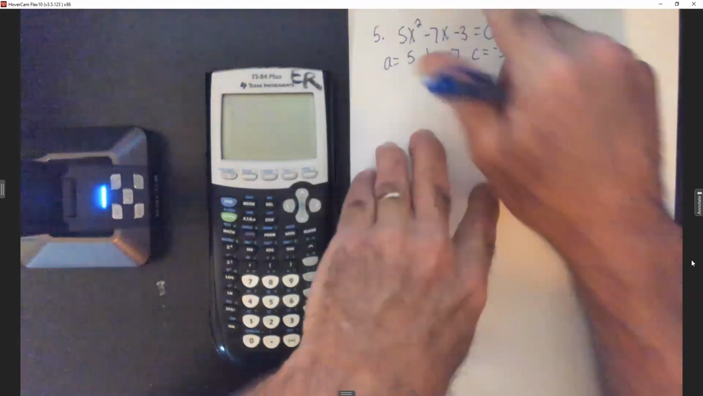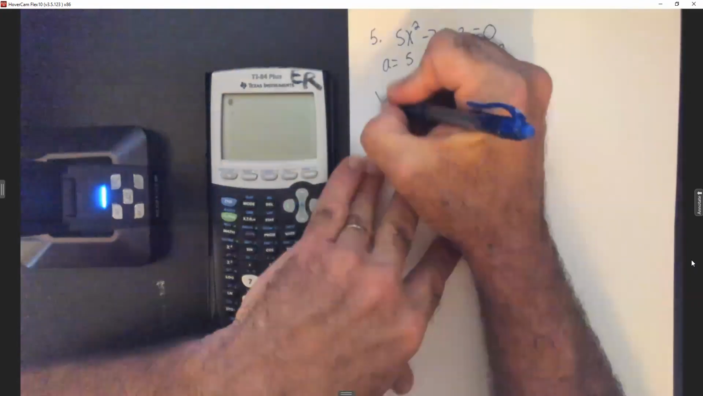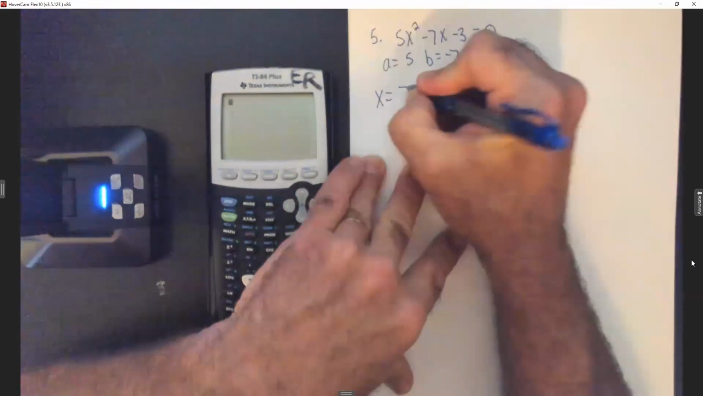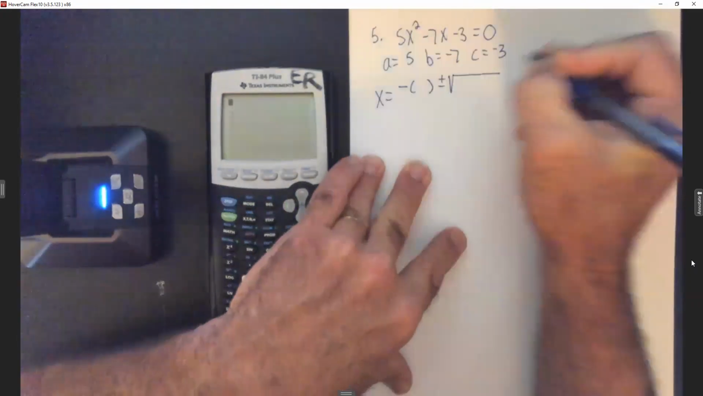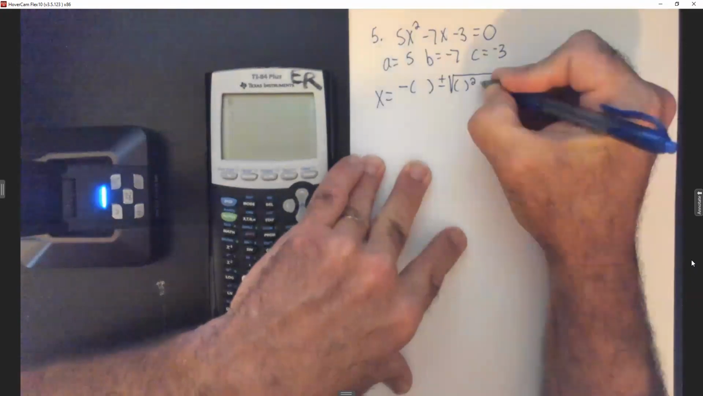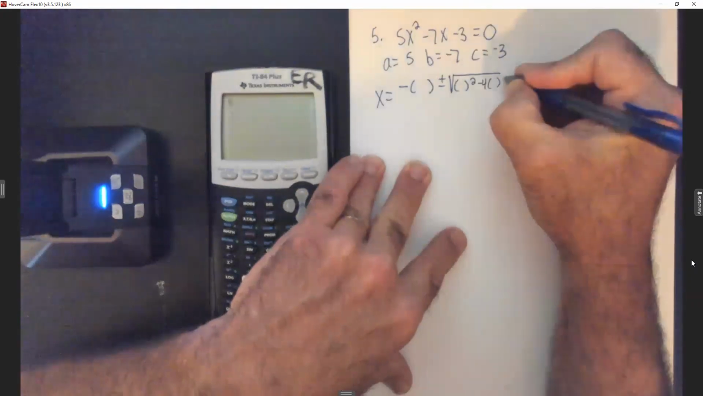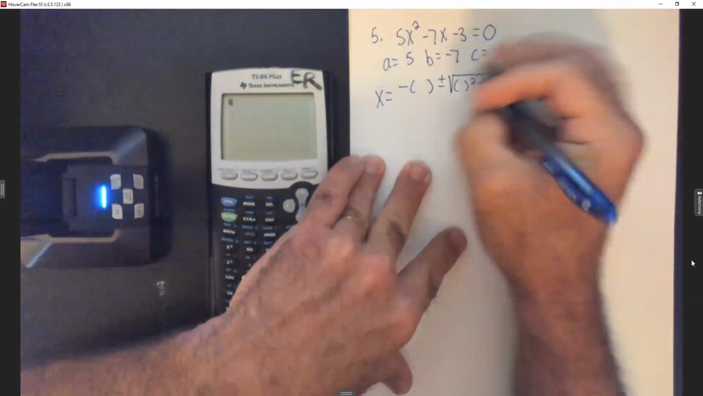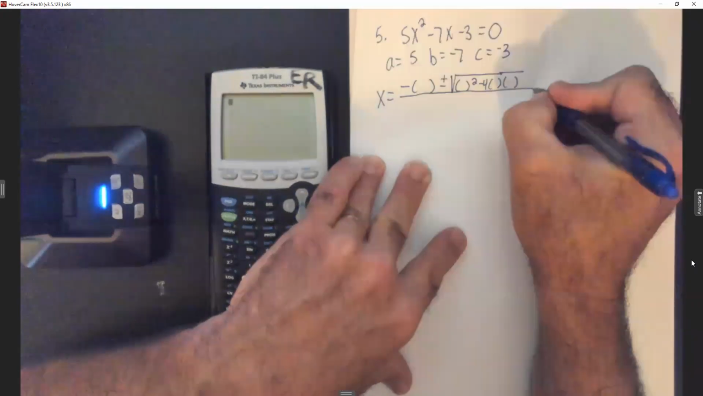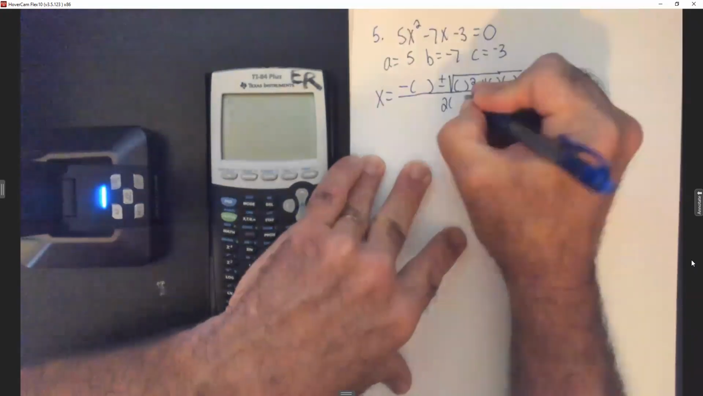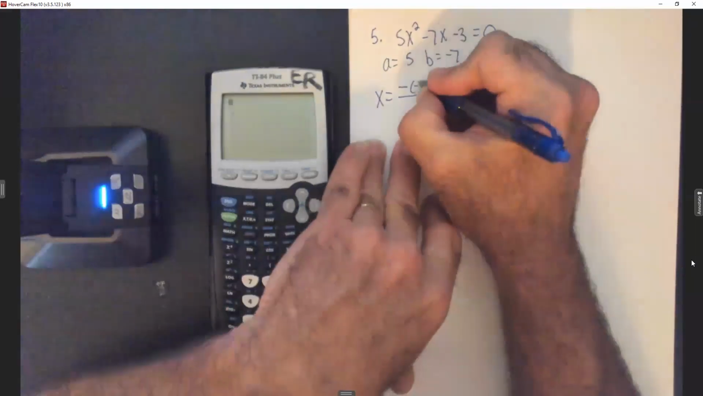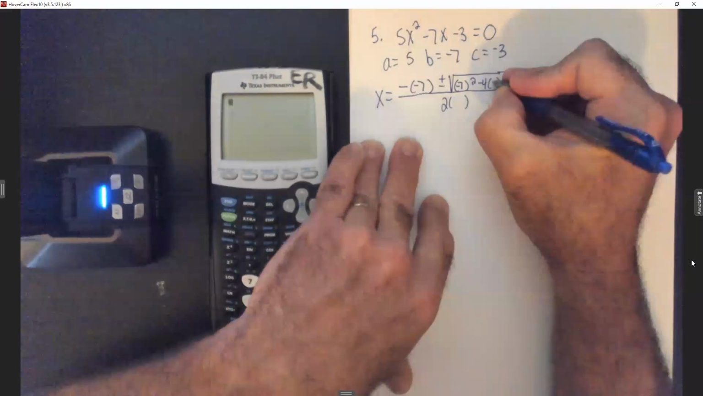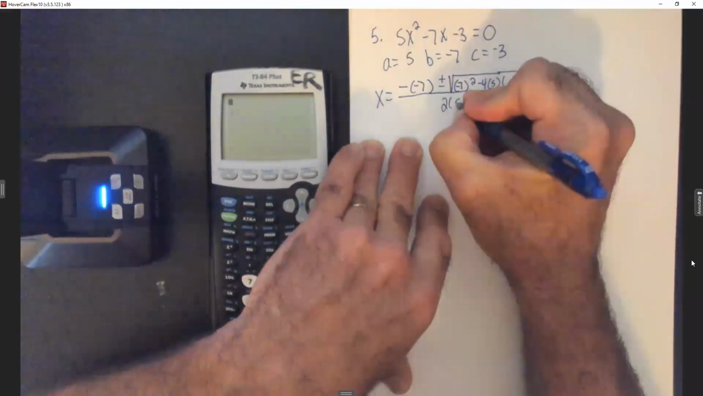All right, so let's make our radical. We know x will equal negative b plus or minus square root b squared minus 4 times a times c, all over 2 times a. So we need a negative 7 for the b, 5 for the a, and then a negative 3 for the c.